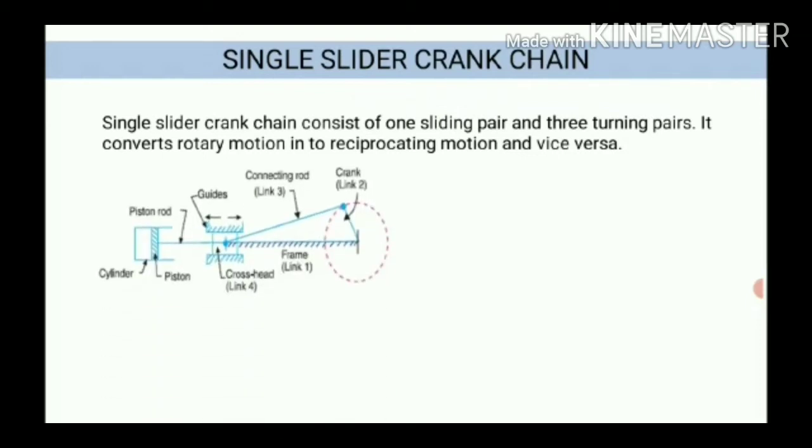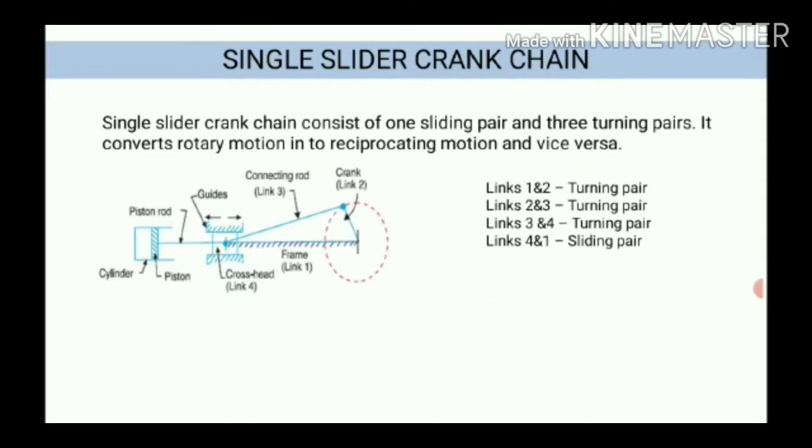Here we can see this figure. Link number 2 and link number 3 form a turning pair. Link number 2 and link number 1 form another turning pair. Link number 3 and link number 4 form a turning pair, but link number 4 and 1 form a sliding pair. So link 1 and 2 turning pair, link 2 and 3 turning pair, link 3 and 4 turning pair, link 4 and 1 sliding pair.